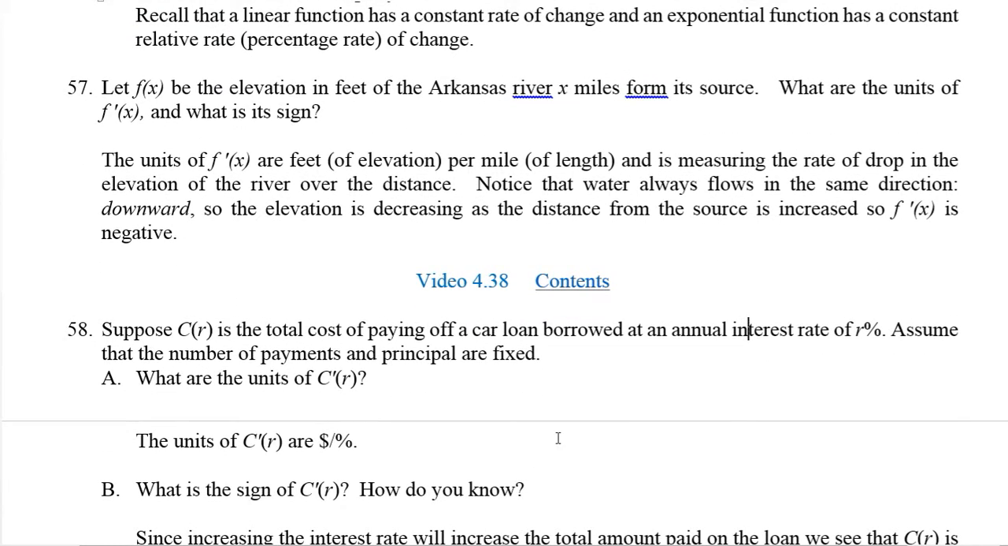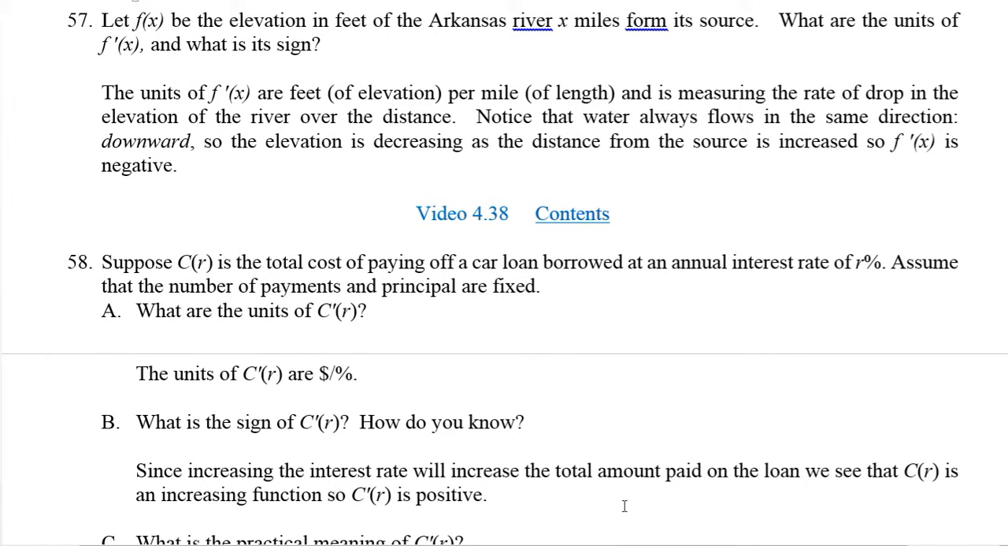What's the sign of C prime of R, and how do you know? Again, pause if you need to. Now remember, when we ask about the sign of the derivative, we're asking about the direction of the original function. So we're really asking, is the function C increasing, decreasing, or constant? Think about what happens. You're always going to increase the input. So if we increase the percentage rate, what happens to the total amount of money you're going to pay? It's going up. Increasing the interest rate increases the total amount you pay. So C of R is an increasing function, therefore C prime of R is positive.